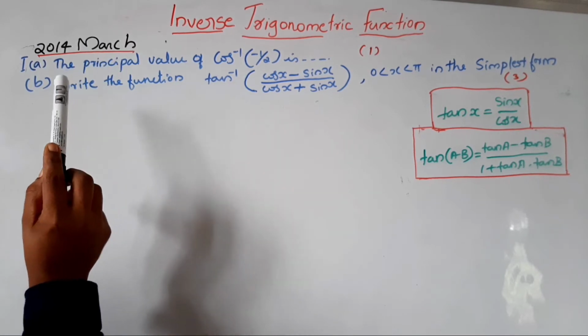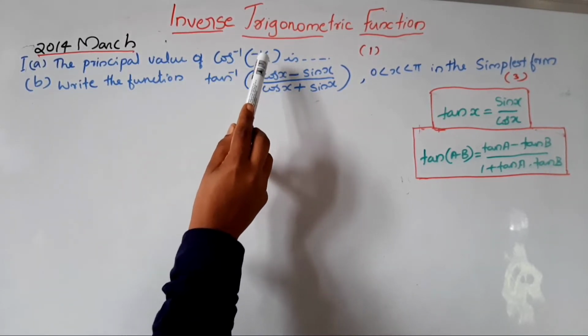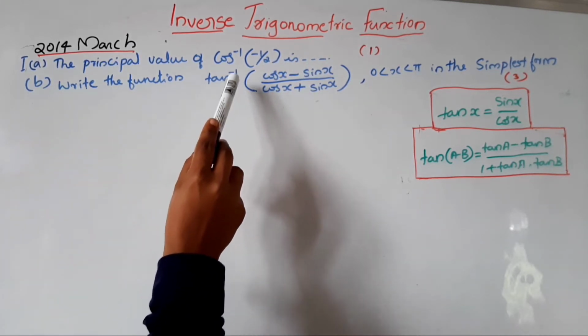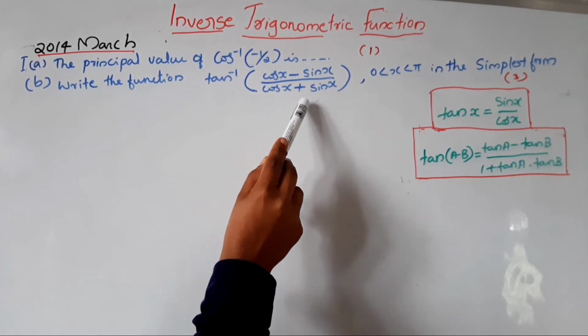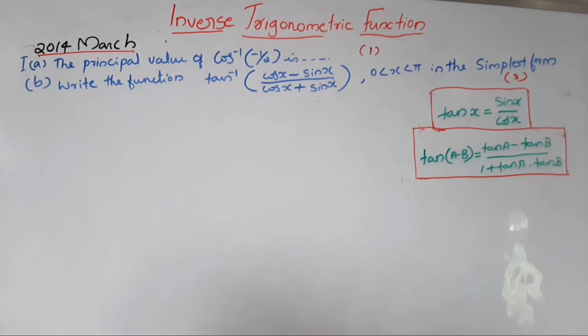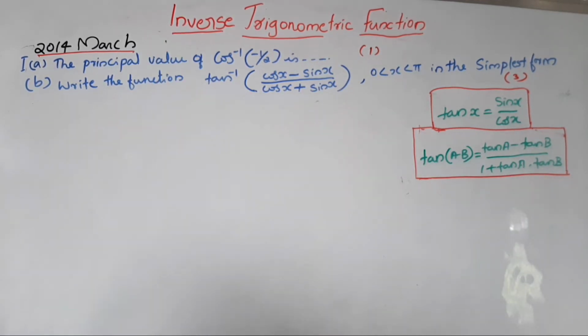Let's look at the 2014 March question paper. A: The principal value of cos inverse of minus 1 by 2 is. B: Write the function tan inverse of cos x minus sin x divided by cos x plus sin x, 0 less than x less than pi, in the simplest form. First question is 1 mark and the second is 3 marks. We have the answer.